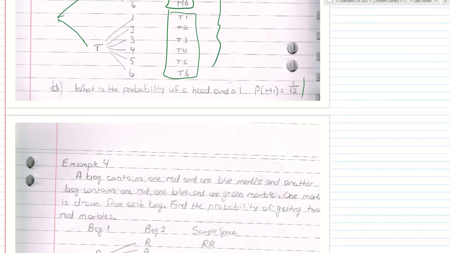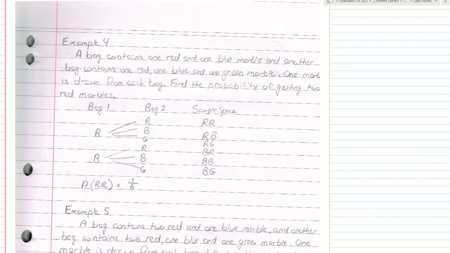All right, then we look at example 4, which is in your booklets. I'd have to get it to see what the actual example is, but you'll be able to follow it. A bag contains 1 red and 1 blue marble, and another bag contains a red, a blue, and a green marble. 1 marble is drawn from each bag. Find the probability of getting 2 red marbles. So bag 1's got a red and a blue. Bag 2's got red, blue, and green. So my tree diagram, first choice, red or blue. Second choice, either red, blue, or green. My sample space is listed here.